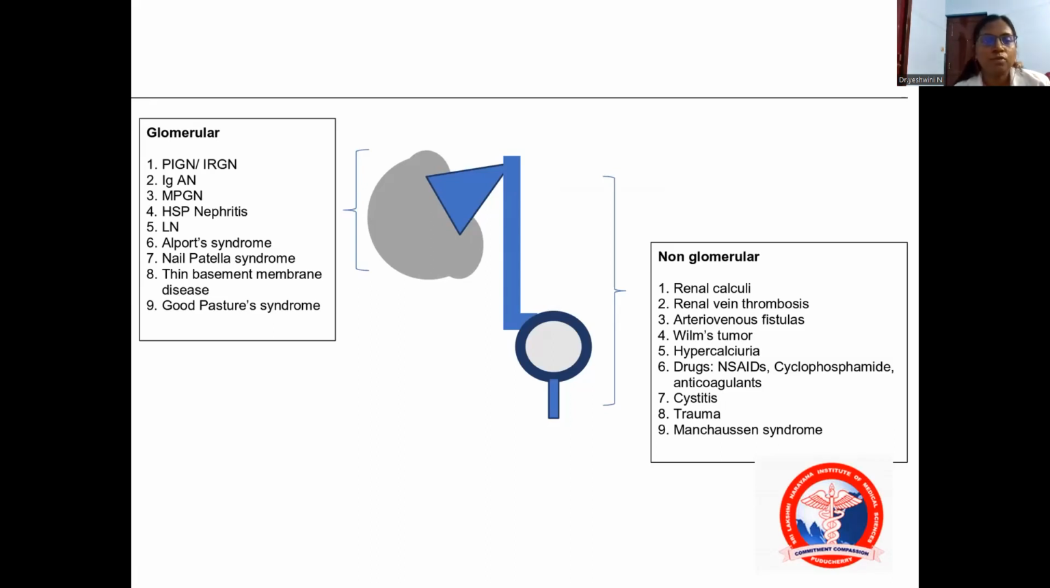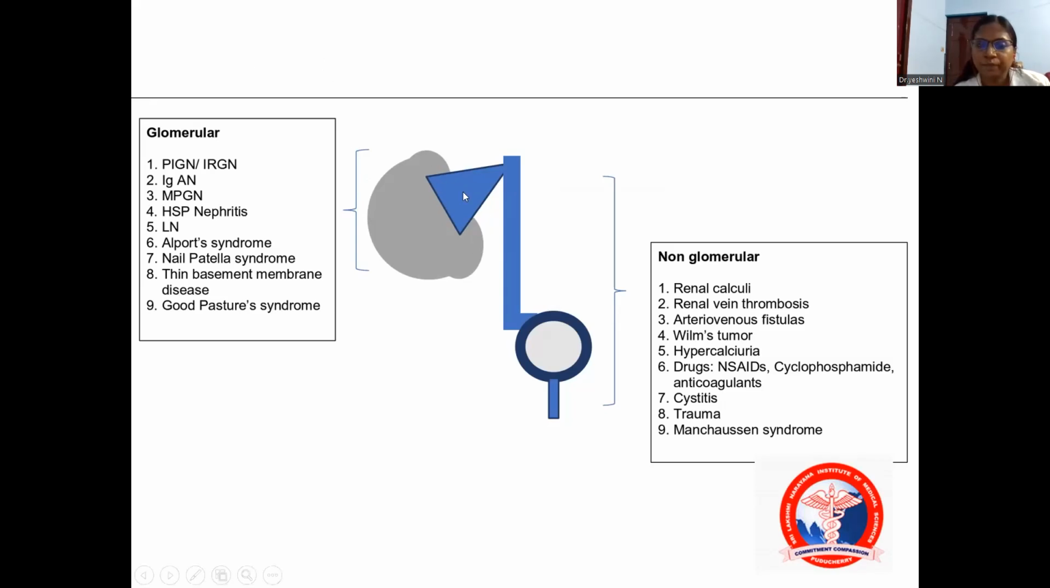Glomerular hematuria includes post-infectious glomerulonephritis, infection-related IgA nephropathy, MPGN, and HSP nephritis, your Henoch-Schönlein purpura nephritis, wherein you will have palpable purpura and then hematuria. Then lupus nephritis, Alport syndrome, nail patella syndrome, thin basement membrane disease, and Goodpasture syndrome. Then non-glomerular hematuria will be from the pelvicalyceal system, right?